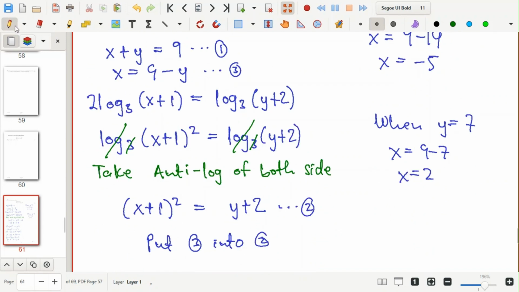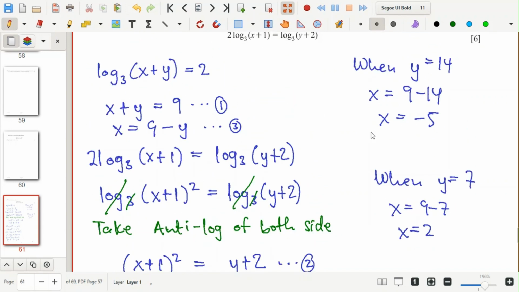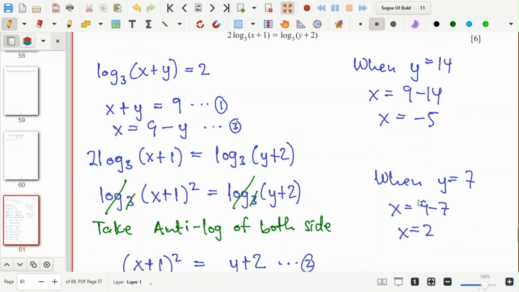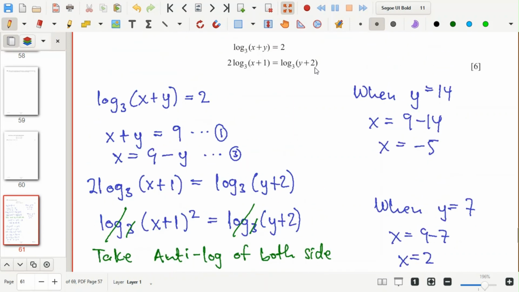Now when you finish, you're supposed to make sure that your answers are correct. It could be that one of our answers is not correct. So if I put 2 here, 7, you can check the calculator and see. I think that this one will be disqualified because if I have negative 5 here plus 14, yes, I'll get log to the base 3 of 9, which is 2, which is correct.